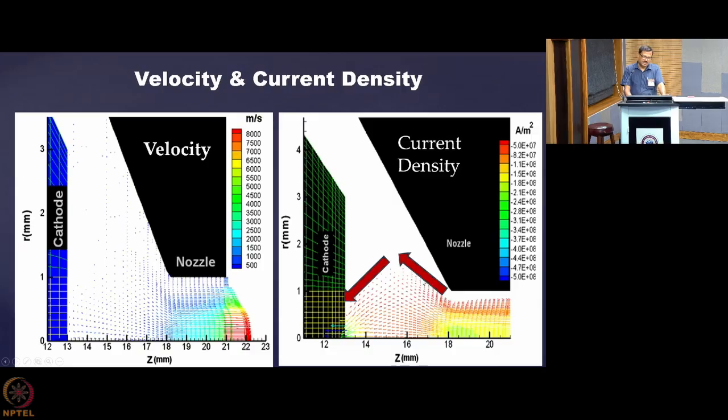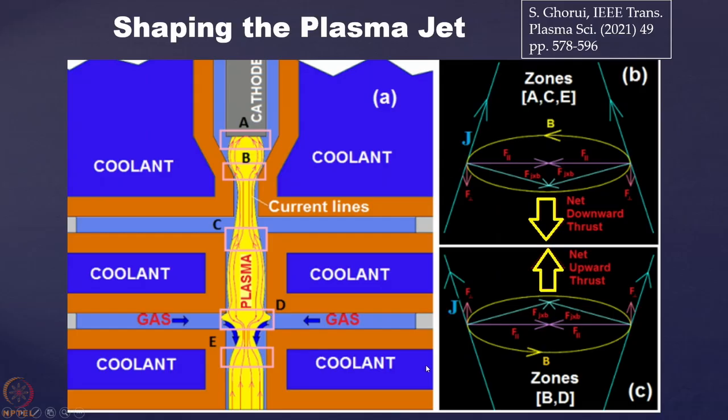These vectors basically show you the direction of the current density vectors, and here it is in this direction, here it is converging towards the cathode. So this is a diverging zone and this is a converging one. So this much is clear to you. Now I come to how this matters in a plasma device. You see, this is a diverging zone, right? The current density vectors are diverging.